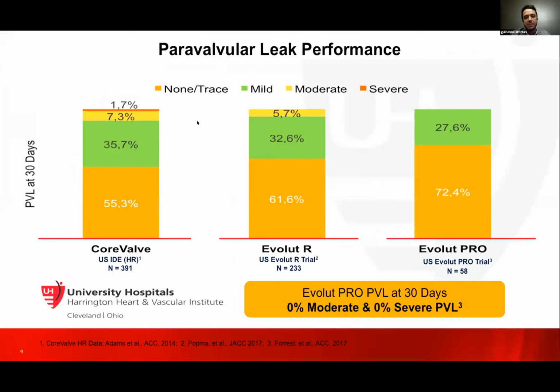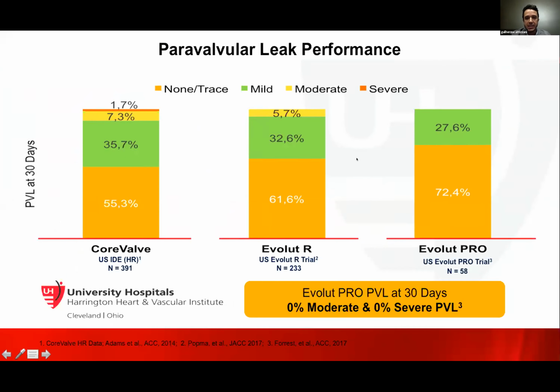This is a nice slide because we can pay attention to the evolution of this technology, right? Starting with CoreValve on the left, passing by Evolut R, and more recently to Evolut Pro, right? We can see that there is a progressive reduction in paravalvular leak, and we have really great results with the current technology of Evolut Pro and Evolut Pro Plus with 0% moderate and severe PVL at 30 days.